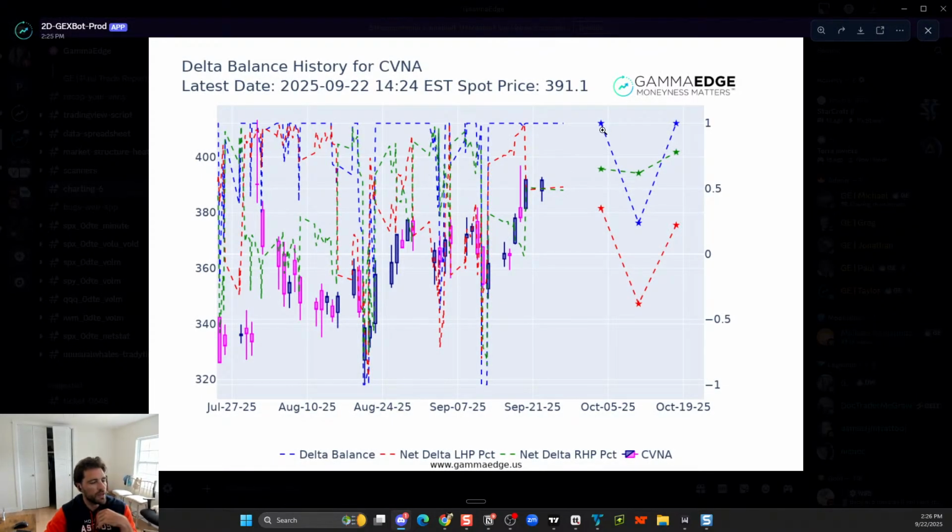Looking at our delta balance tool, the benefit of options is that they're inherently forward-looking in nature, so we can look out in time to see how speculation is positioned in those future expirations, which the price chart doesn't give you.